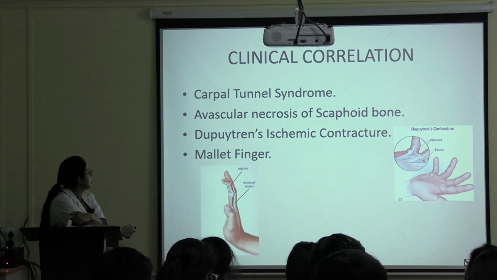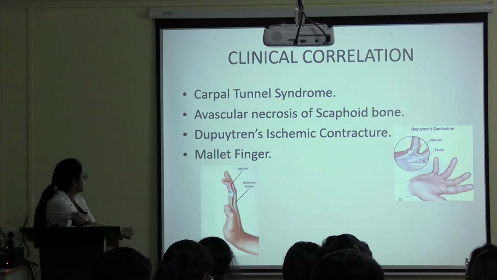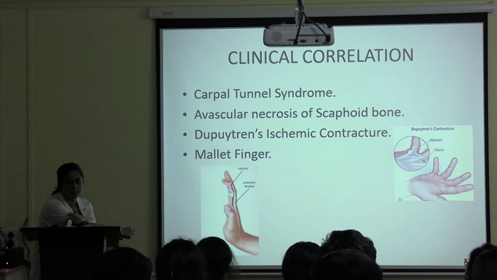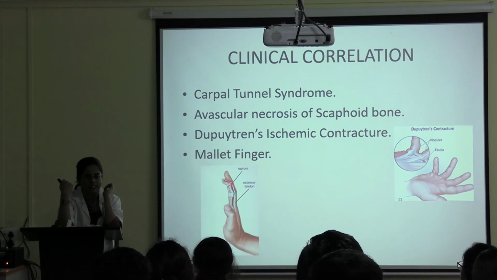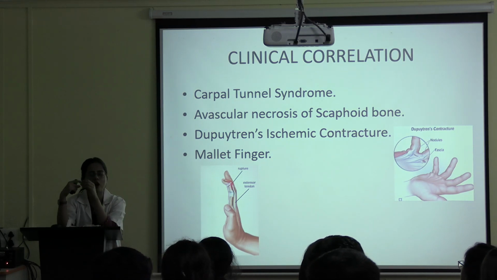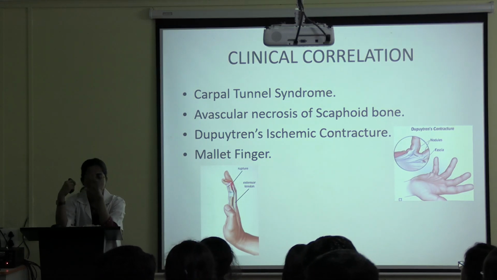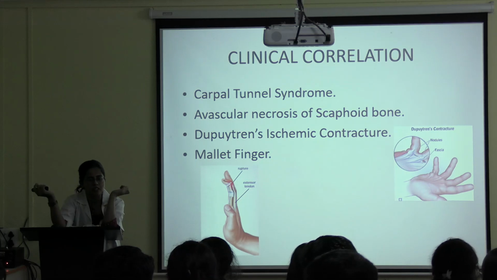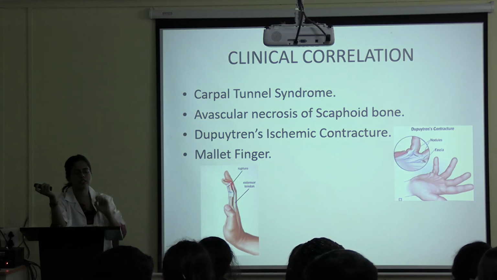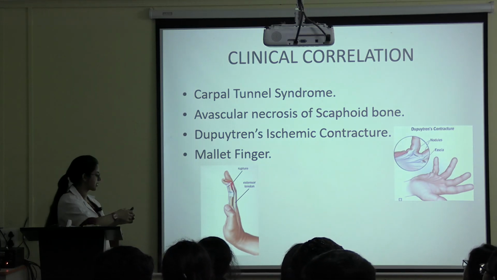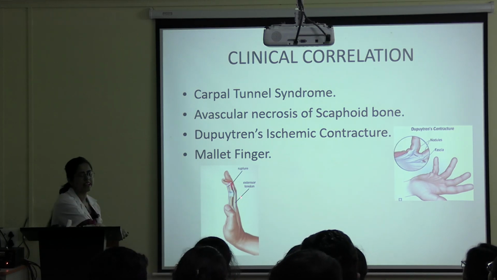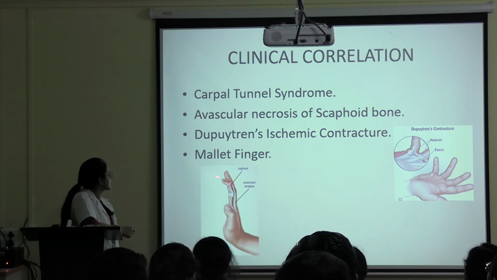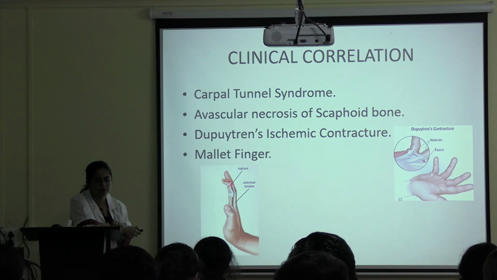Okay. Now what is mallet finger? This one is mallet finger. What happens? Some lateral fibers of the extensor tendon, which is attached to the distal phalanx, get avulsed, due to which the person will not be able to extend it. You can see here the person is not able to extend this part. It is flexed. So this condition is known as mallet finger. Okay.